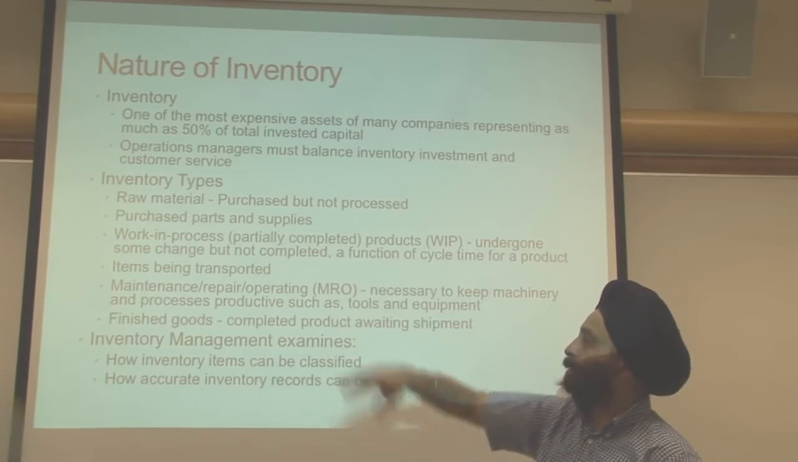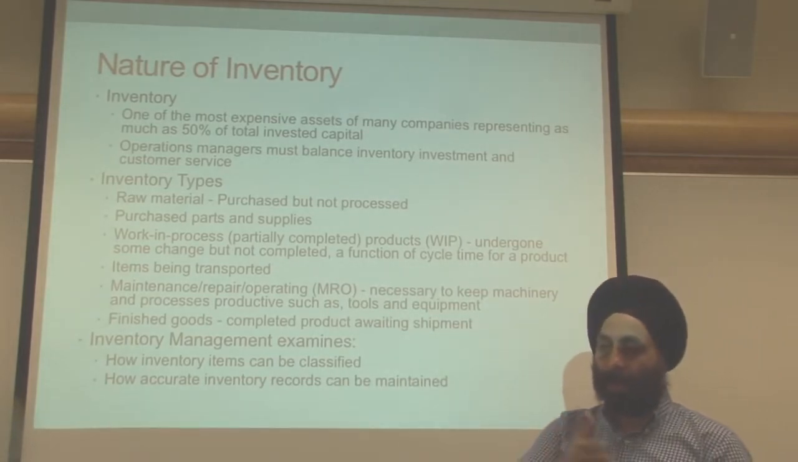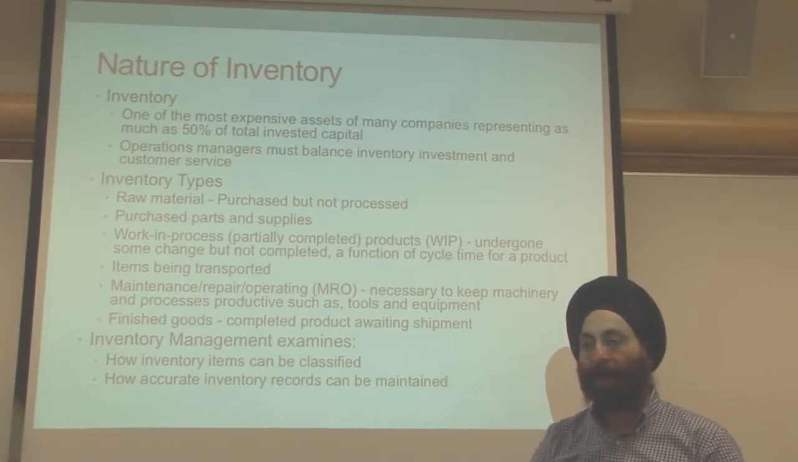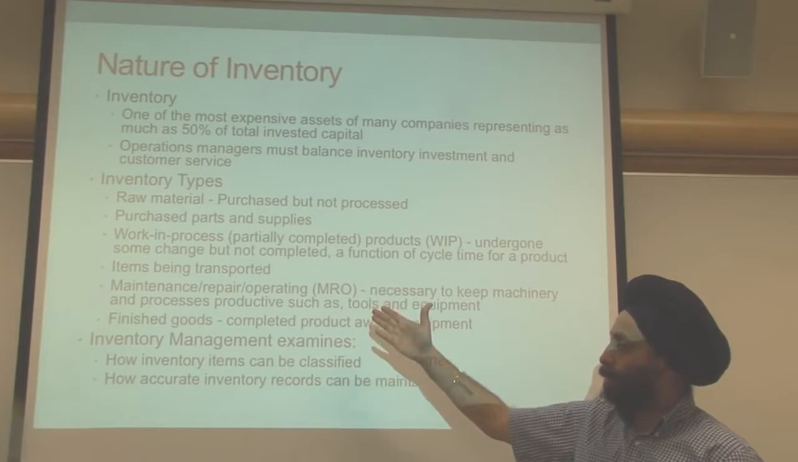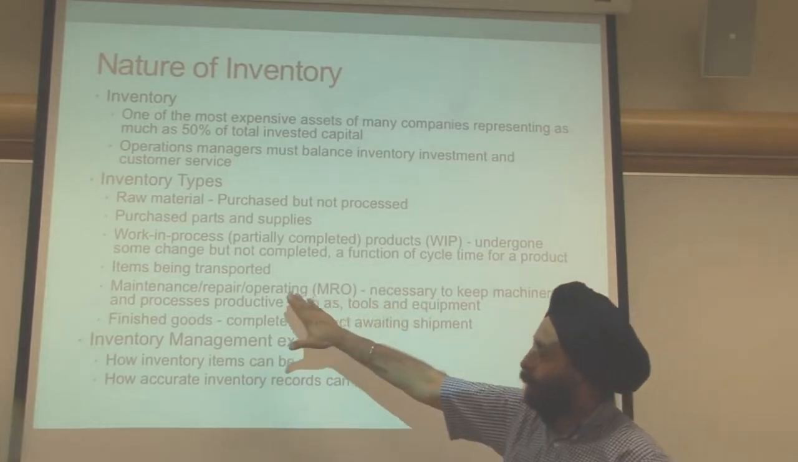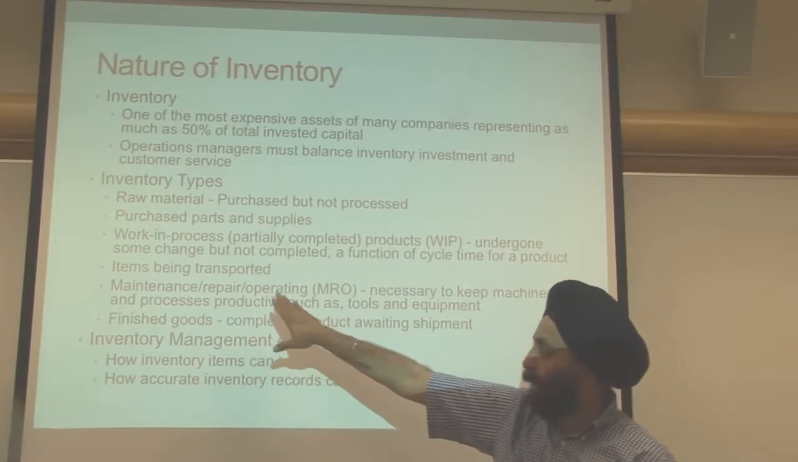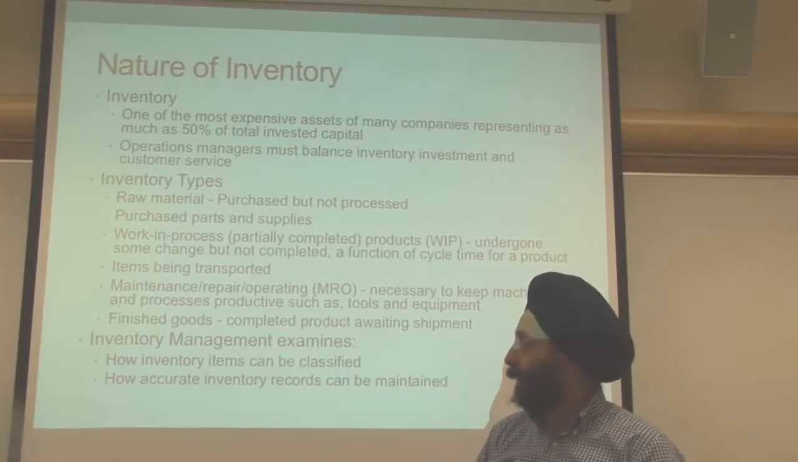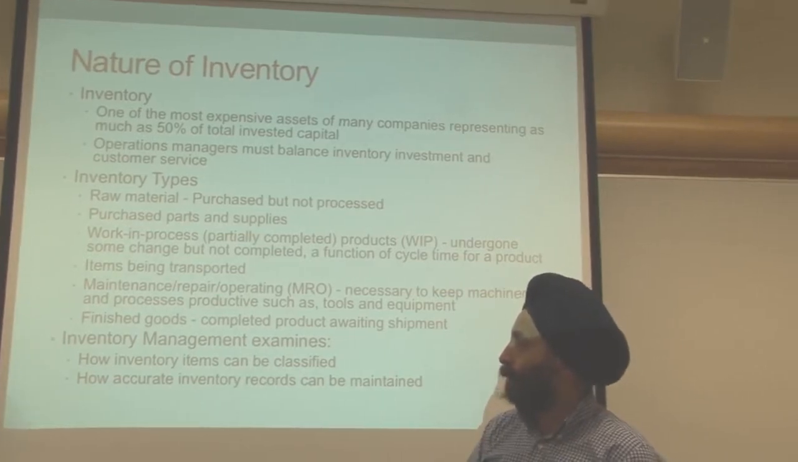Then we have work in process, partially completed products which have undergone some changes but are not completed. These are a function of the cycle time of a product. That is, how many are in the pipeline will dictate how many units can come out of the assembly line in a given period. And then there are items in the mail, traditionally speaking: items in the supply chain being transported to the company. Those are also some sort of inventory.